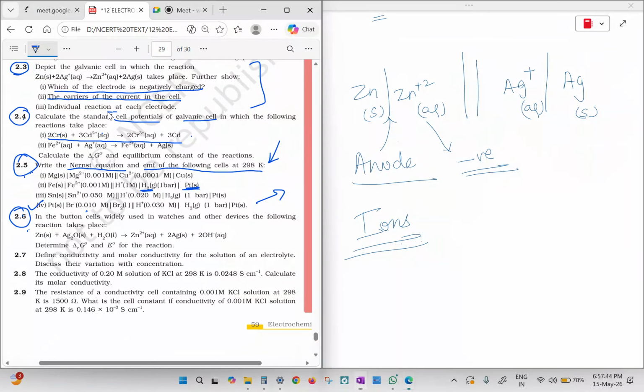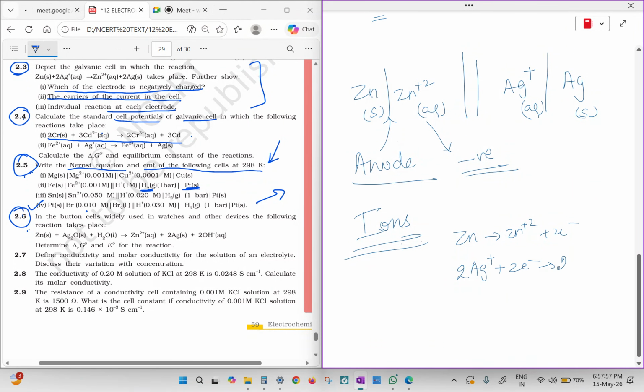Individual reaction at each electrode. This is what I was saying. Zn is becoming Zn2 plus 2 electrons, and 2 Ag plus, here you have to balance, right? Plus 2 electrons gives 2 Ag. Is that okay? Can I proceed? Yes, ma'am. Okay, next.